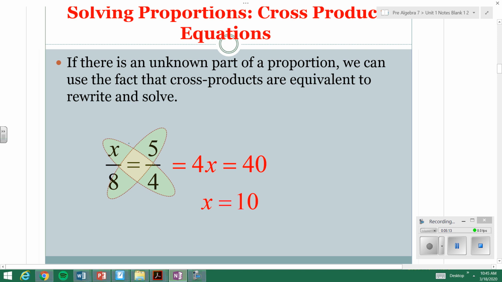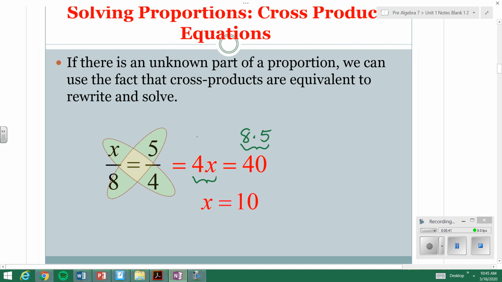So, for example, x parts to 8 is equal to 5 parts to 4, and this one's probably mental mathable, I get it, okay? But let's write an equation of cross products. If I knew nothing else about this proportion, you could know that 4 times x must be equivalent to the other cross product, 8 times 5, and that's where that 40 came from if you were unsure, okay?